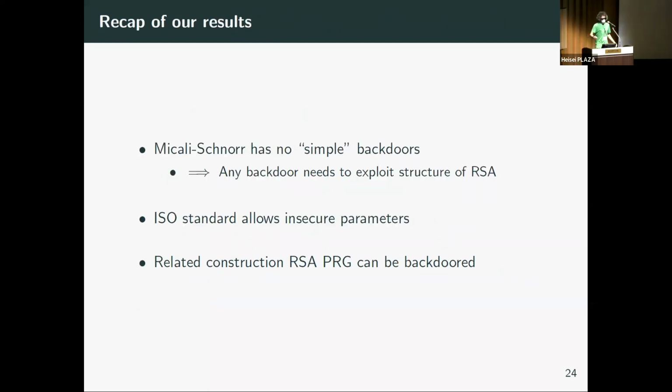So to recap, we've shown that there are no simple backdoors in Micali-Schnorr that only rely on being able to invert the RSA function, which does not rule out the possibility that there are backdoors that make use of the algebraic structure of RSA. We've shown that the ISO standard allows insecure choices of e, which, while not the default, would lead to insecure behavior. And we've also shown that in a closely related construction, the RSA PRG, there is a rather compelling backdoor that does not seem to carry over to MSDRBG.